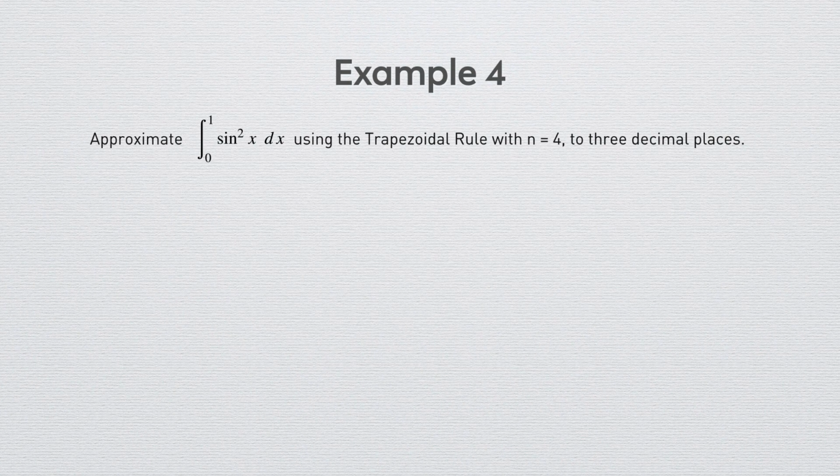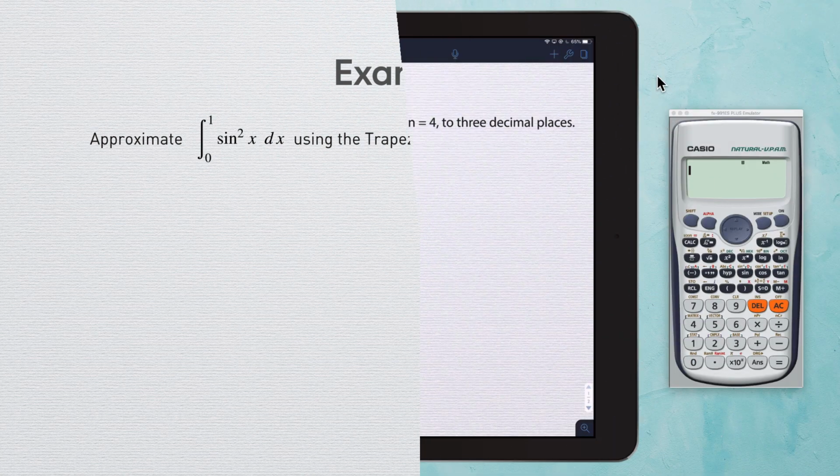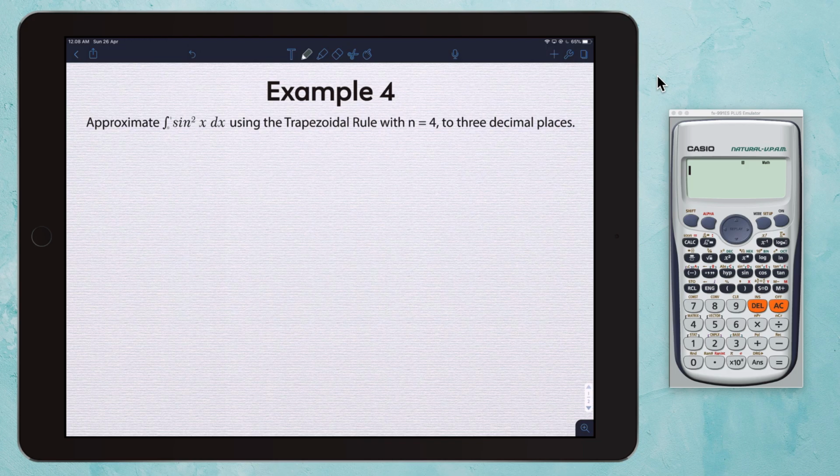Example 4. Approximate the integral from 0 to 1 of sine square x dx using the trapezoidal rule with n equals 4 to 3 decimal places. Alright, I'm switching to my iPad and calculator now, but in this section I will talk through the captions so that you can focus more on the screen.